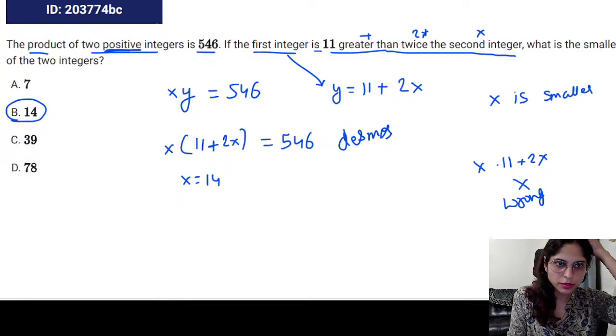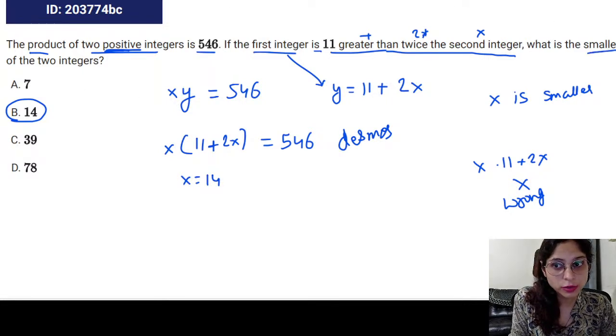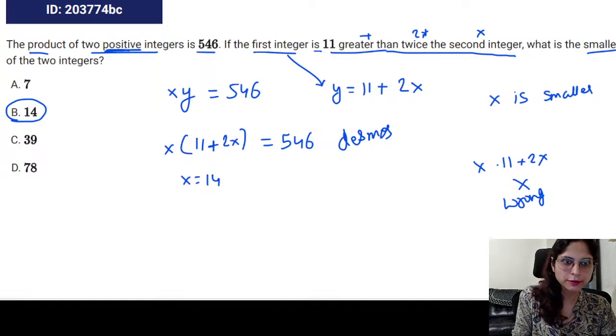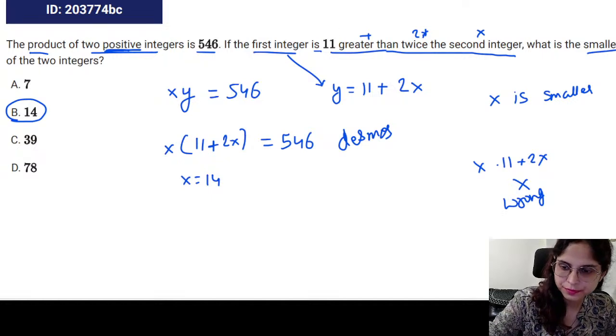They're talking about, they could have asked about the larger one also. That will become a different kind of problem. So once you get x, you have to find 11 plus 2x. But over here, they're only worried about x. So the answer is 14. Okay. So after 45, next one is 48.